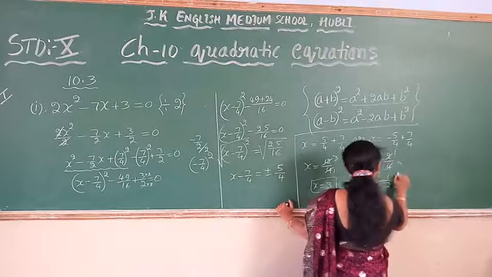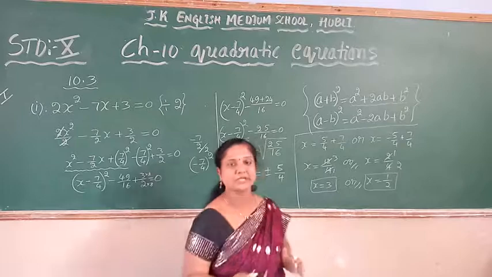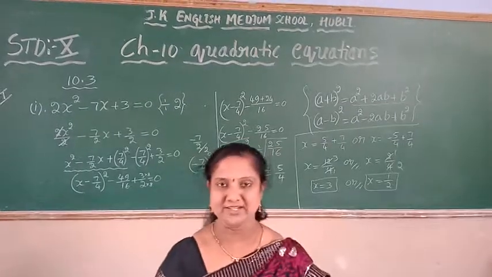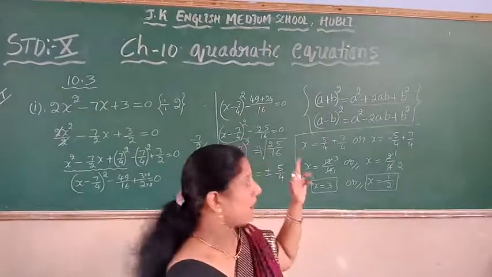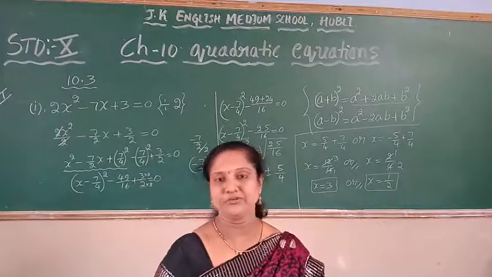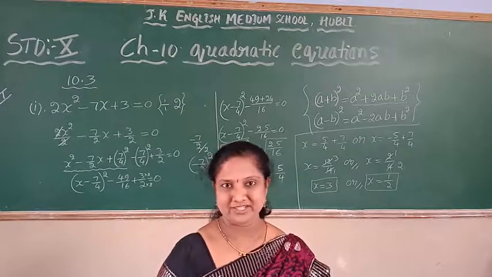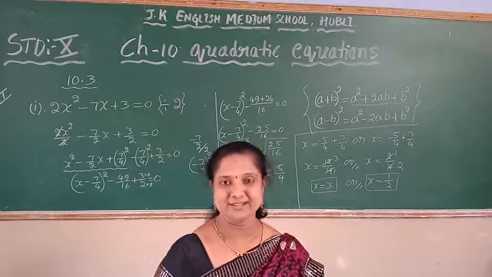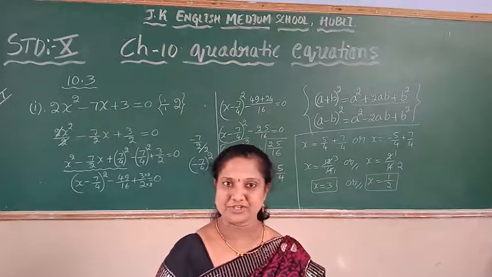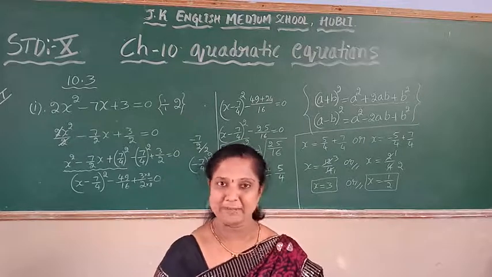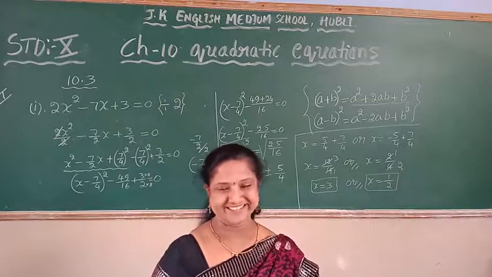So we got the roots of this quadratic equation by using the completing the square method. We completed the square according to the identity, then we found the roots. This is the way of finding the roots of a quadratic equation by the completing the square method. Okay children, right.